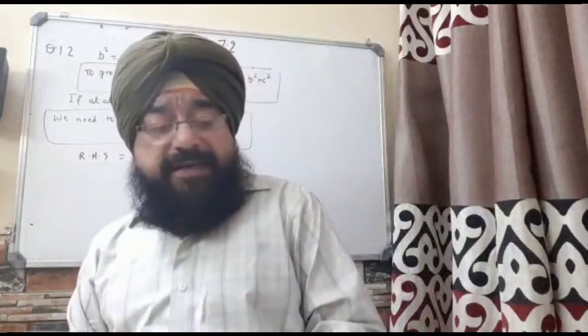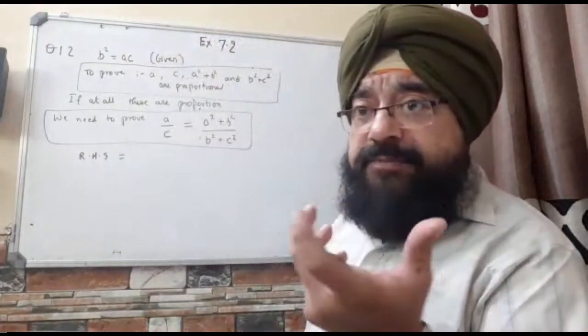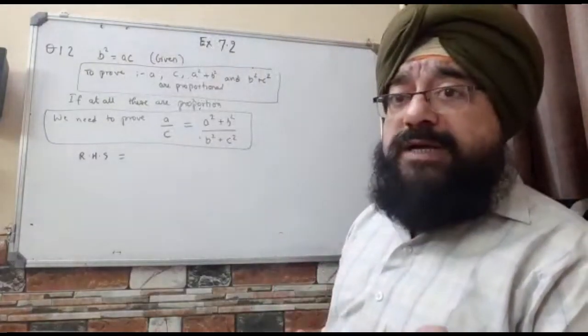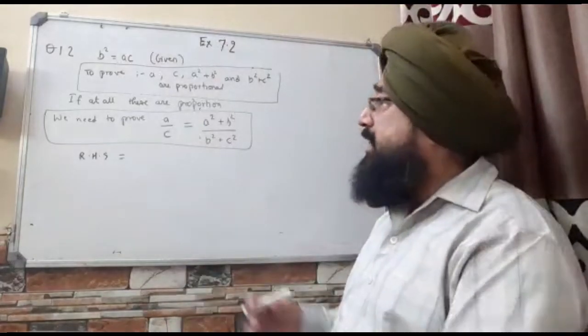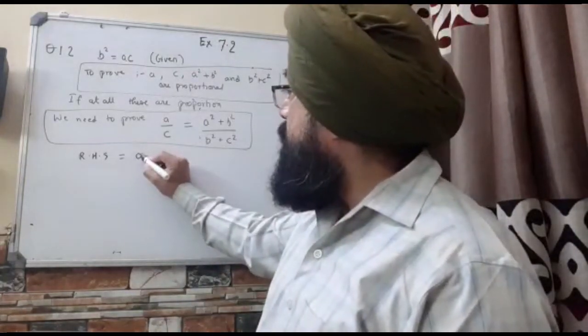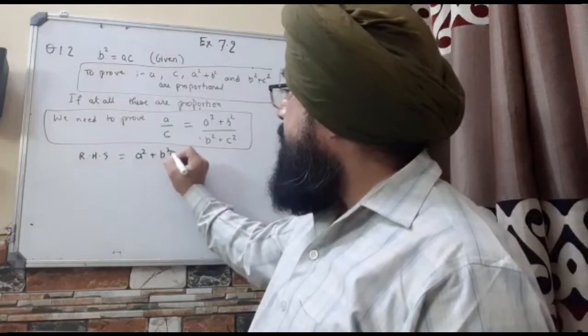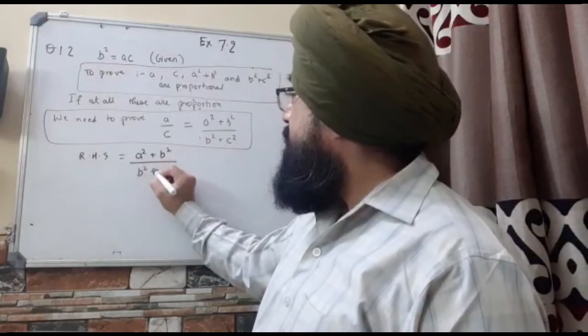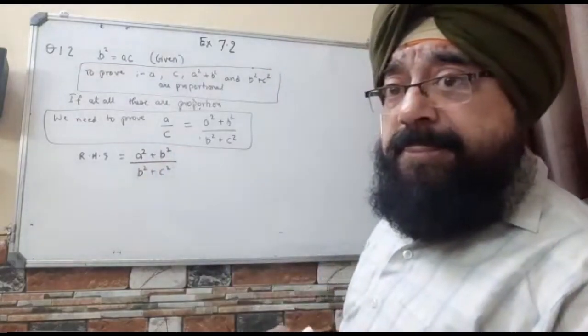Actually, we should start from LHS and go to the RHS, but at times we also have to catch hold of RHS and go to the LHS. So RHS is equal to (A square plus B square) over (B square plus C square). You want to say something?